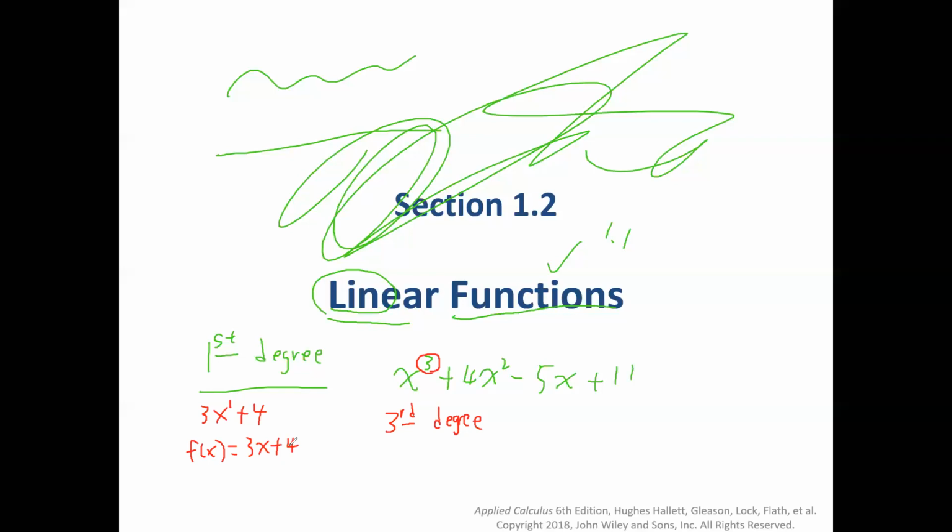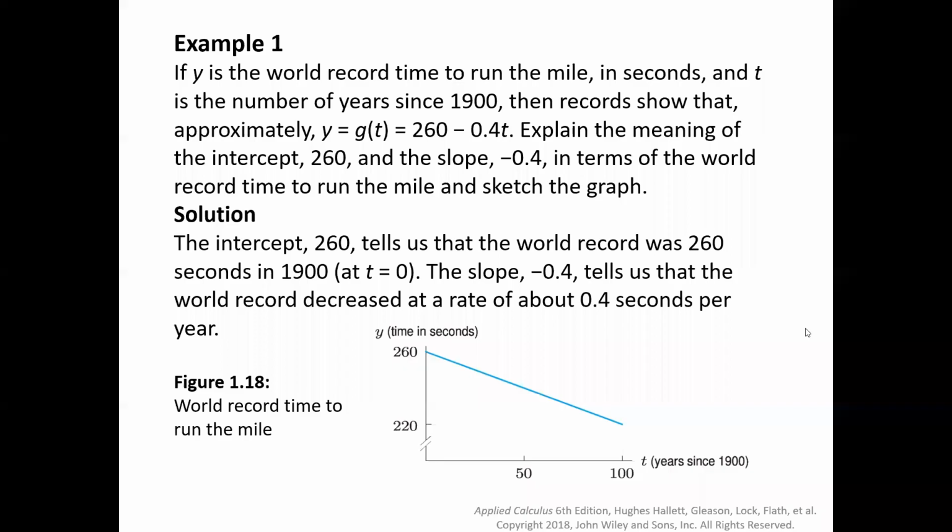And next, let's look at some examples. All right, example 1. If y is the world record time to run the mile in seconds, and t is the number of years since 1900, then record shows that approximately y is equal to g of t is equal to 260 minus 0.4t. Explain the meaning of the intercept 260 and the slope negative 0.4 in terms of the world record time to run the mile and sketch the graph.